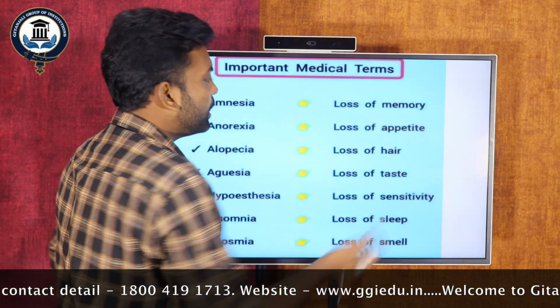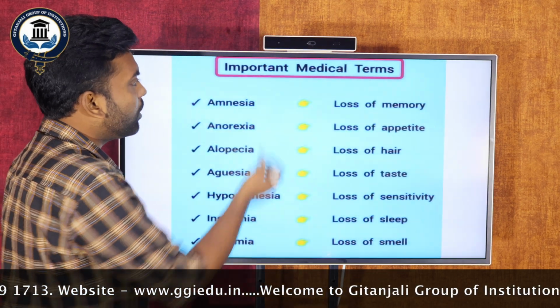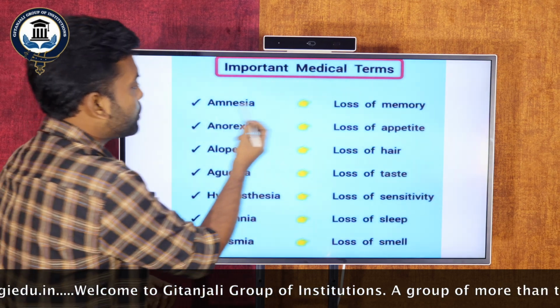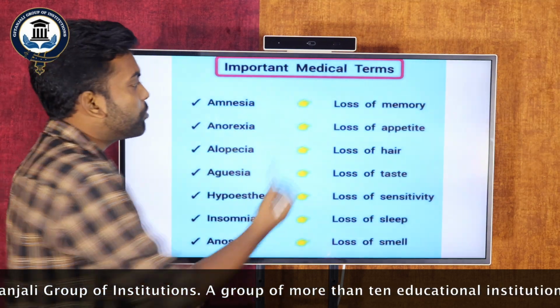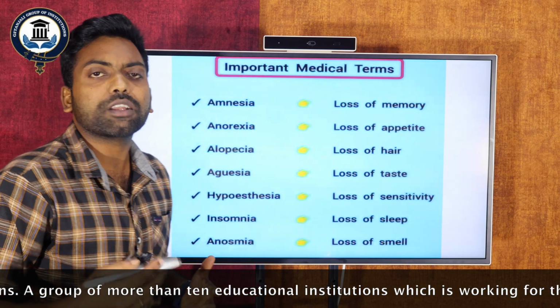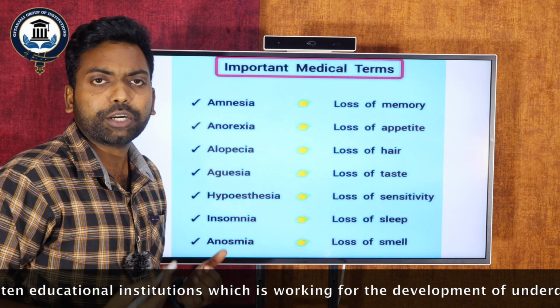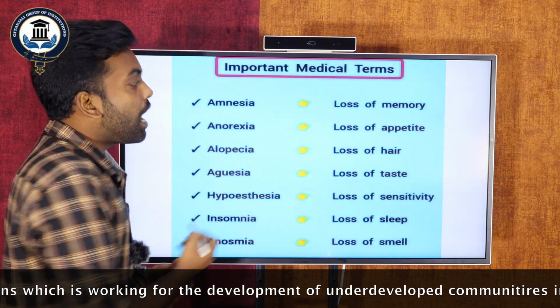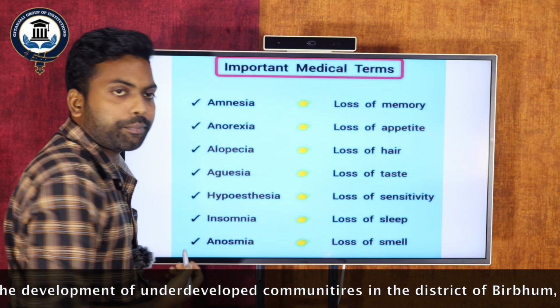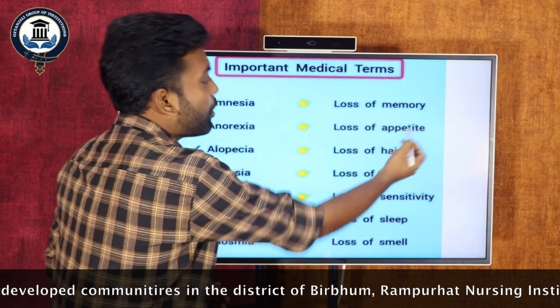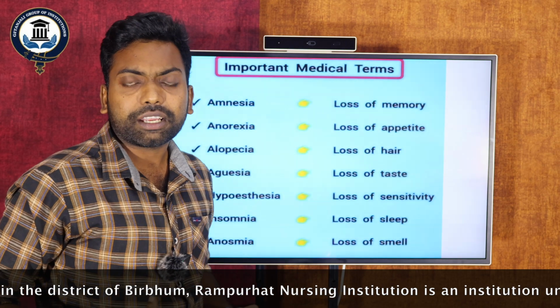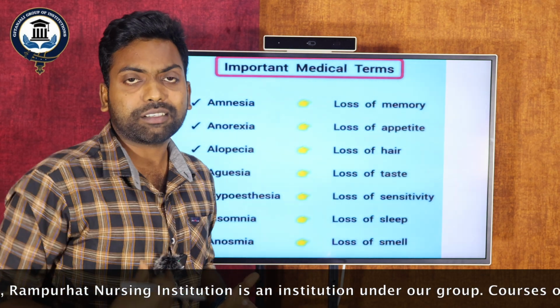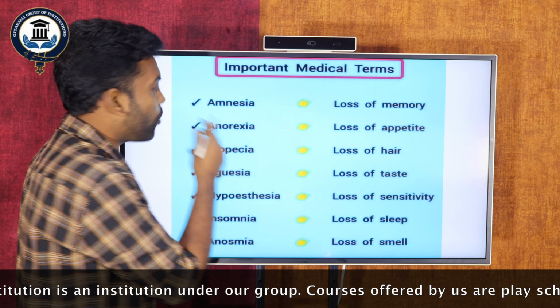So these are the important terminology. Some other medical terms we can also see. The first one is amnesia, nothing but loss of memory. When someone is losing their memory, in our medical terminology we use amnesia. And second one is anorexia. Loss of appetite, when they are not getting hungry, when they do not feel like eating, in that case we call it anorexia.